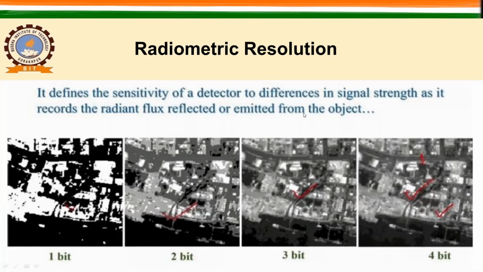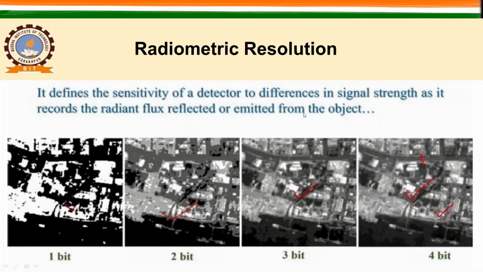I'm just saying, it defines the sensitivity of a detector to differentiate the incoming radiation into different levels. Just suppose you have a torch and you are illuminating a target, and that reflected energy is coming to our sensor. So what will happen? The sensor is capable of differentiating only two ranges of value. Then there will be 0 or 1, either there will be some value or no value.